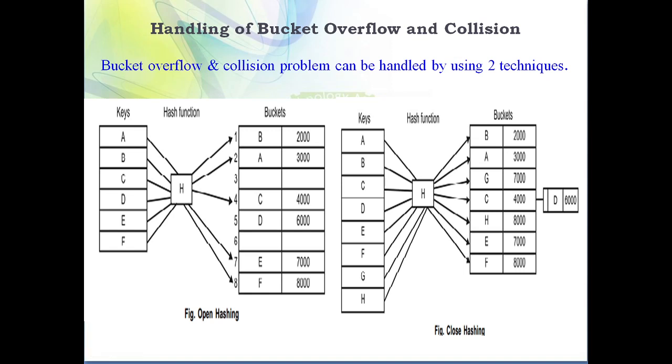So what we have done: if two search keys are mapped to the same bucket, then we will look for the next bucket where we can accommodate this extra search key. And this is the concept of open hashing. Open hashing helps us to solve the problem of collision. So the collision problem can be solved with the help of open hashing. Now we want to solve the second problem. What is that? The overflow problem.